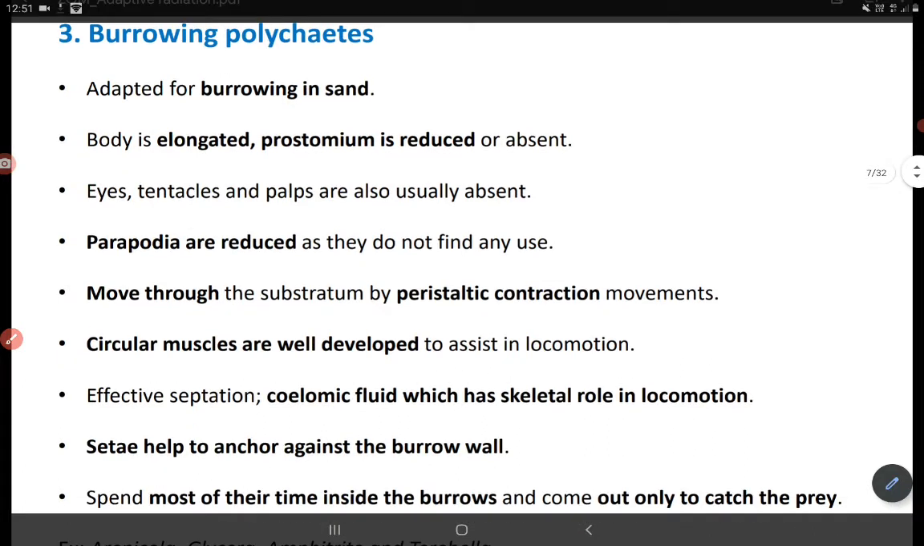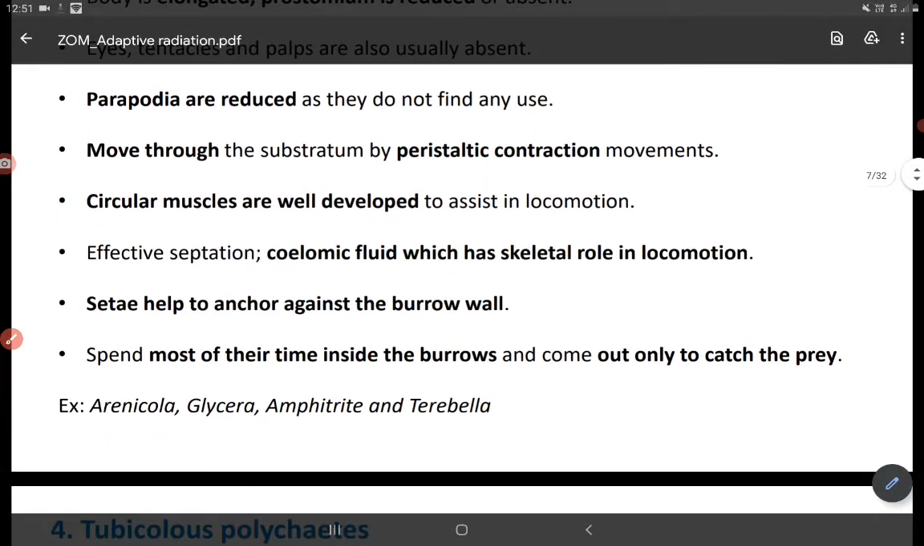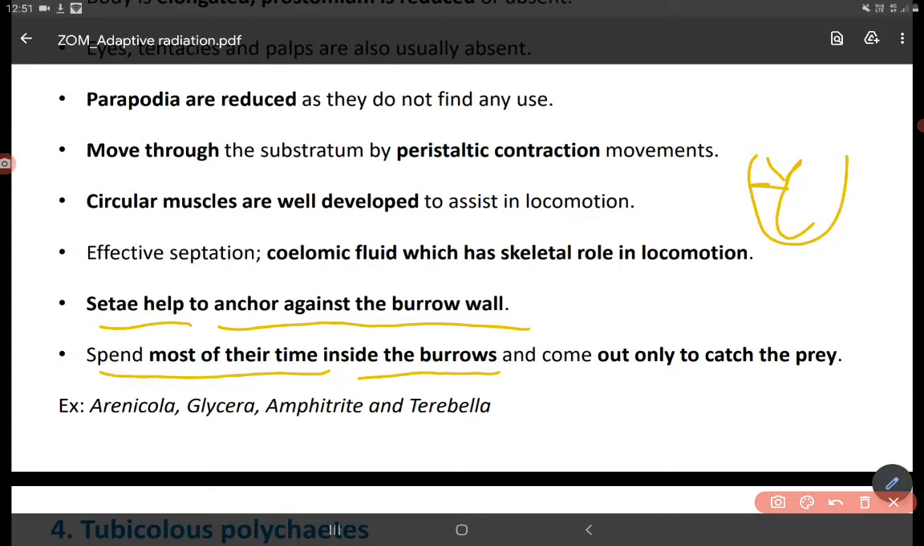And then there are setae. Setae help to anchor against the burrow wall. So the setae attach themselves to the wall of the burrow in which they spend most of their time, and they come out only to catch prey. Examples are Arenicola, Glycera, Amphitrite, and Terebella.